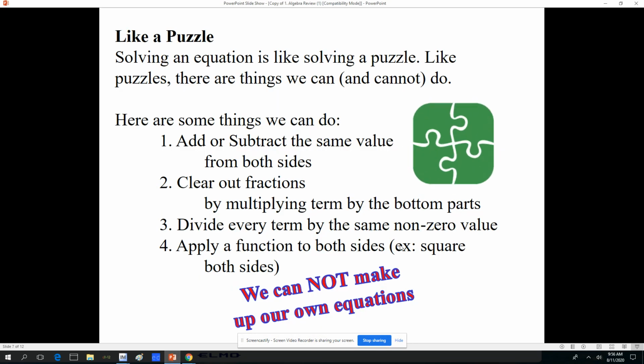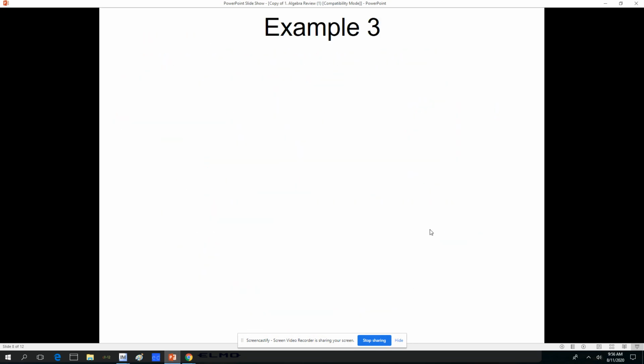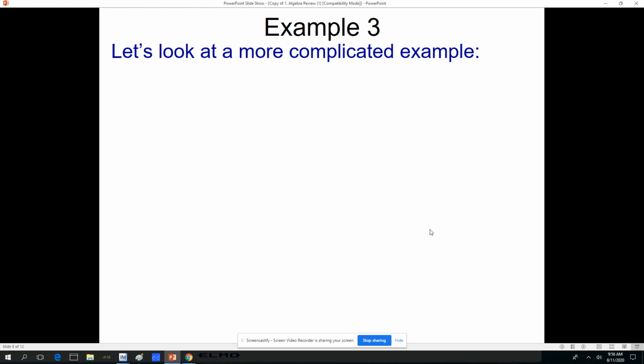And that is what manipulating formulas is all about. Okay, here's a third example, more complicated. Let's say you have an equation like this. Now we got a lot of variables in there. Sometimes when there's lots of variables, people get excited. I don't like it, okay?